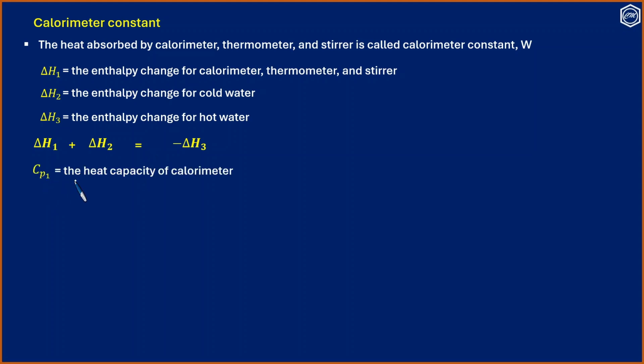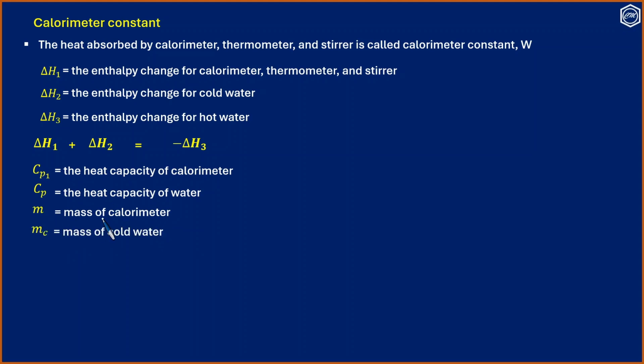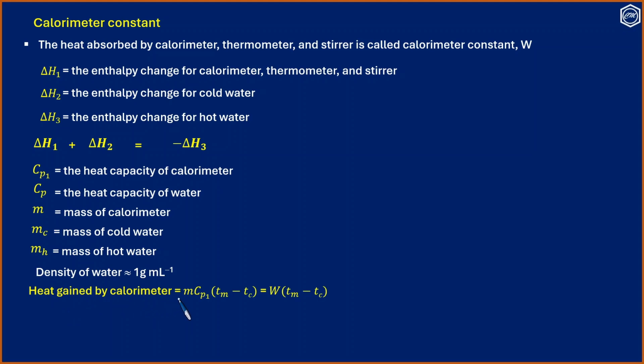Let Cp1 be the heat capacity of calorimeter, Cp the heat capacity of water, M mass of calorimeter, and Mc mass of cold water, Mh mass of hot water. And for convenience, we take the density of water as 1 gram per ml. Heat gained by calorimeter will be mass of the calorimeter into heat capacity of calorimeter into the temperature difference. And this quantity we take as W, that is the calorimeter constant. So W into Tm minus Tc.